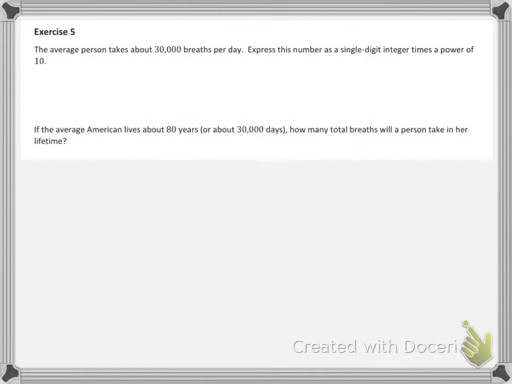All right, very good. Exercise 5. In exercise 5, we have the average person takes about 30,000 breaths per day. Express that as a single-digit integer times the power of 10. So we're going to take this 30,000 and we're going to move the decimal 1, 2, 3, 4 places. So this is 3 times 10 to the 4th power. That's the number of breaths per day. And then if the average American lives 80 years, which is about 30,000 days, how many total breaths will a person take in her lifetime?